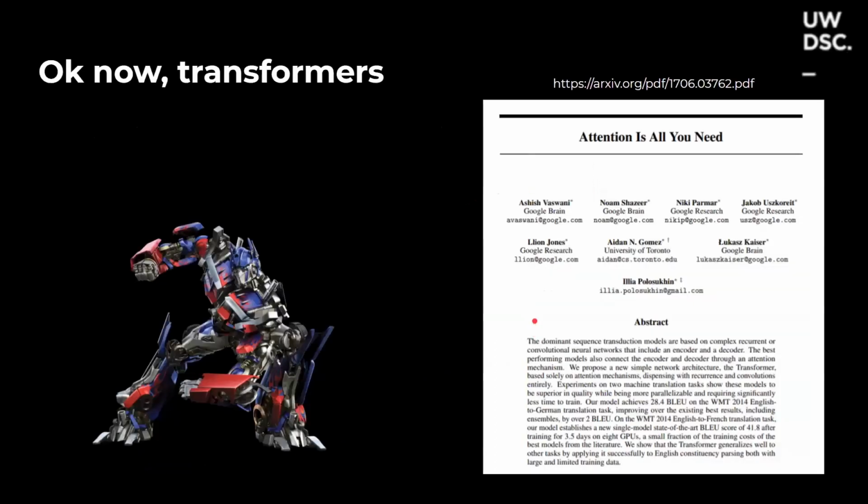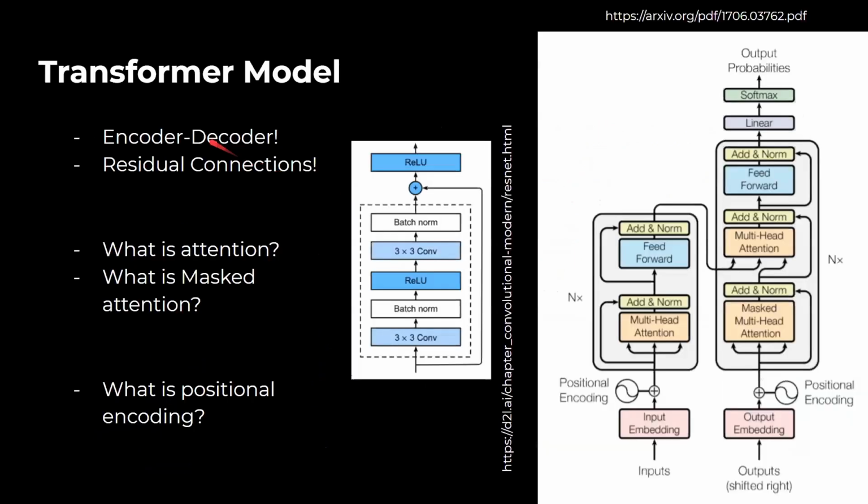Okay, now transformers. Like I said, this is the paper. The title is "Attention Is All You Need," by Google, and there's a U of T author here. Let's dive into it. This is the transformers model, the one on the right. And it might look very complicated, but it's not really.